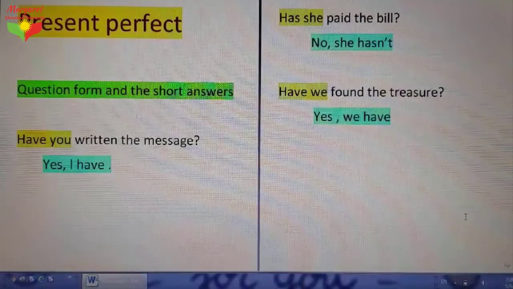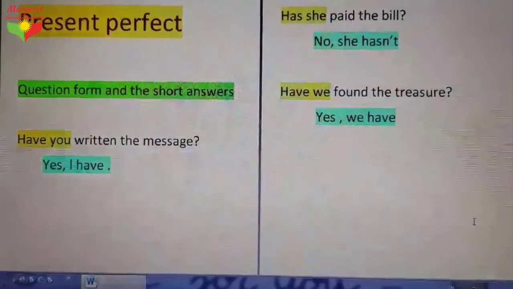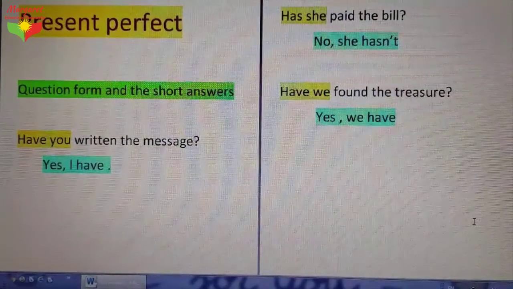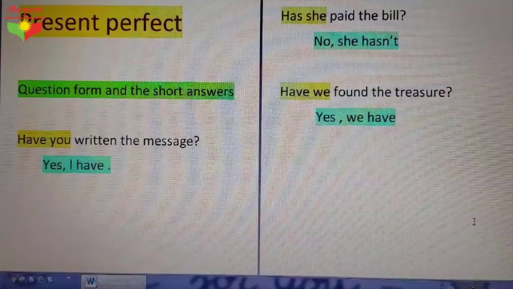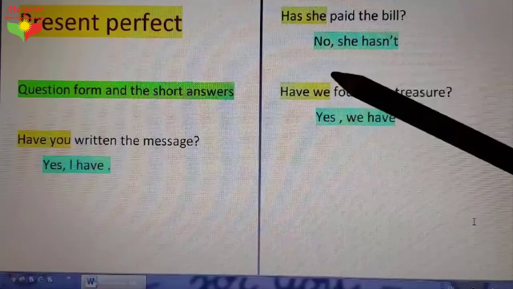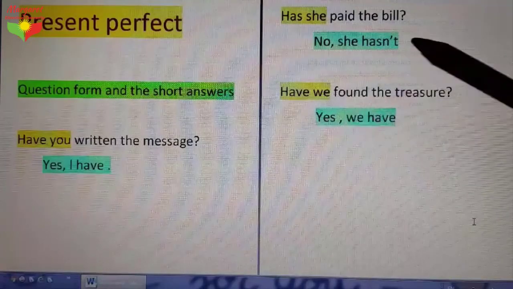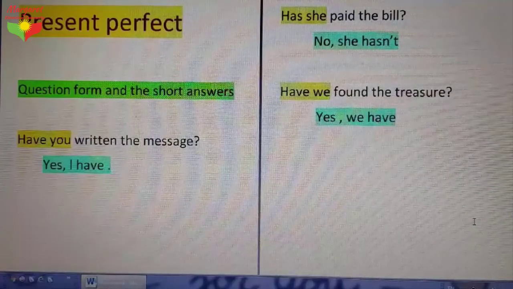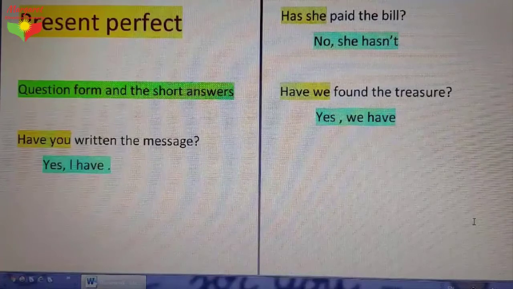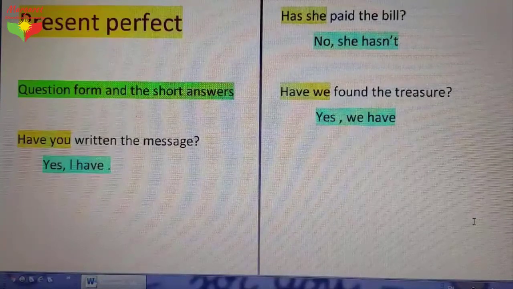Is it clear? Okay. The last example. Have we found the treasure? Yes, we have. So the affirmative sentence is we have found the treasure. Treasure means ganjina. So we have found the treasure.